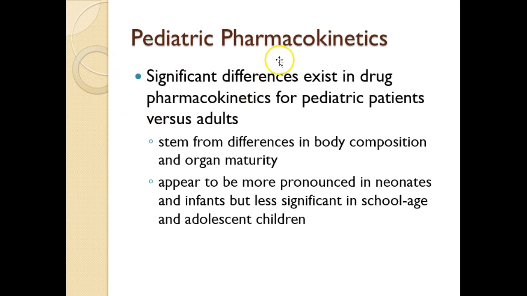Okay, so pharmacokinetics related to the pediatric population. There are significant differences in drug pharmacokinetics for pediatric patients versus adults, and this usually comes from differences in body composition as well as organ maturity. The differences are much more pronounced in the neonates and infants, and as the child grows older, it becomes less significant, because as they grow older, some of the organs or body composition are more similar to the adult.